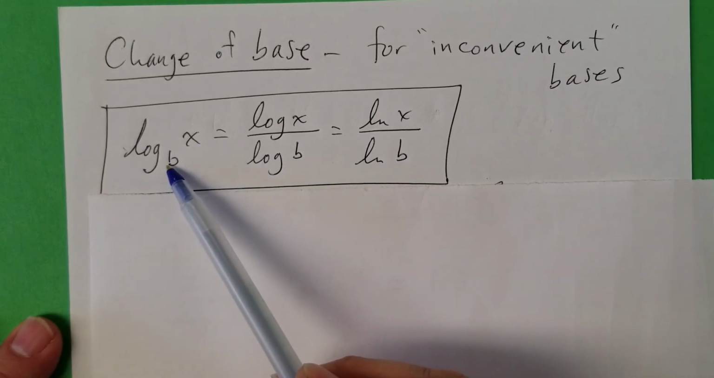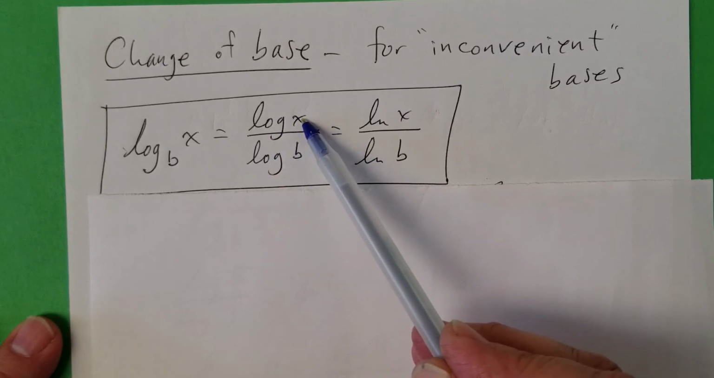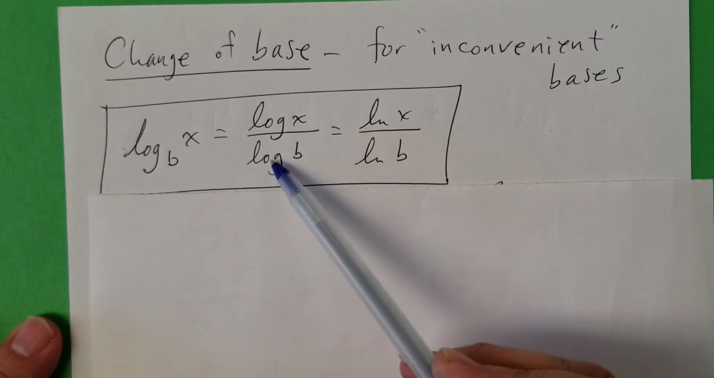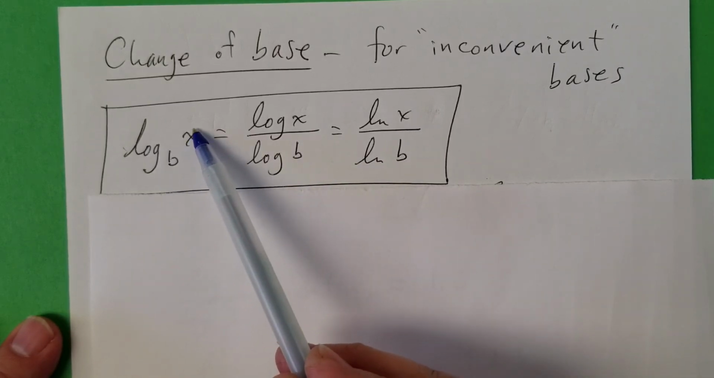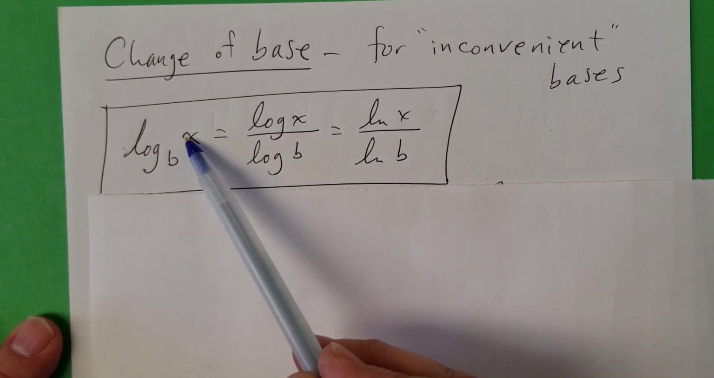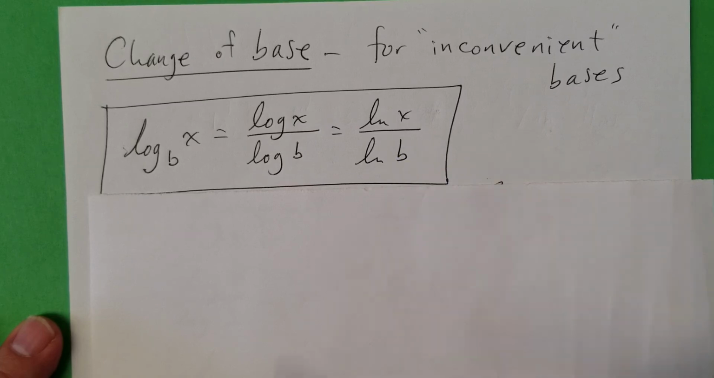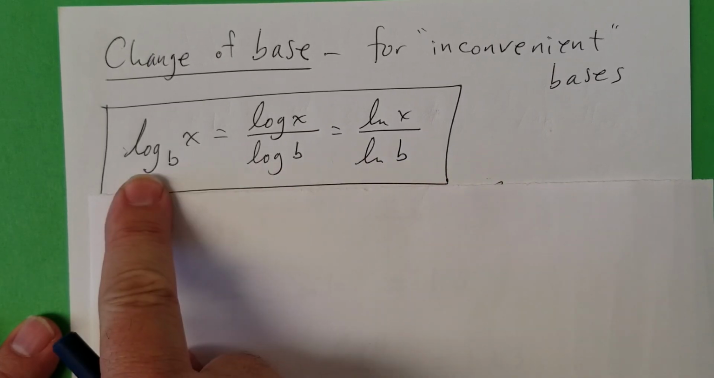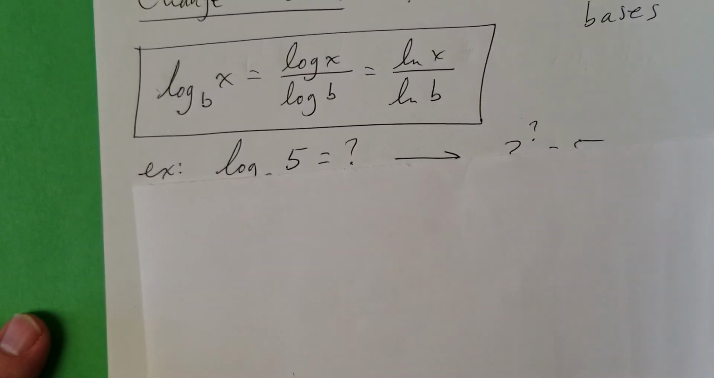Log base b of x is the same thing as common log of x over common log of b. So the way I remember it is, this number is a little higher, written a little higher above than this number. So it's going to be log of this over log of that. And it works the same way for ln. So you can change this to this or change this to this. It doesn't matter. You're going to get the same answer. So let's look at some examples.